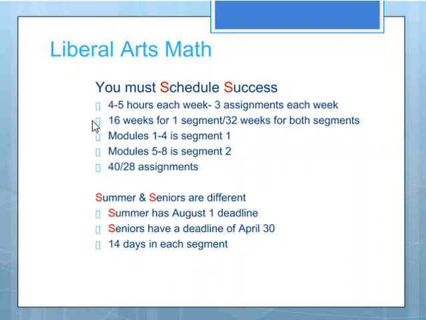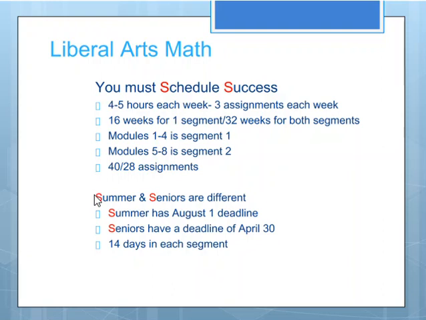Segment 1, you're given a total of 16 weeks, and segment 2 also. Segment 1 consists of modules 1 through 4. Segment 2, modules 5 through 8. Segment 1 has a total of 40 assignments. Segment 2 has 28. So if you're taking both, that's a total of 68 assignments.